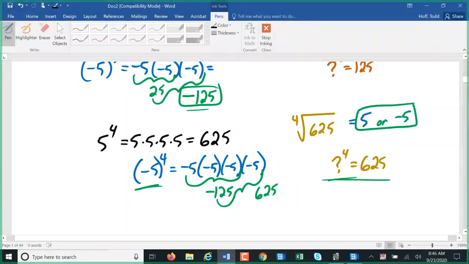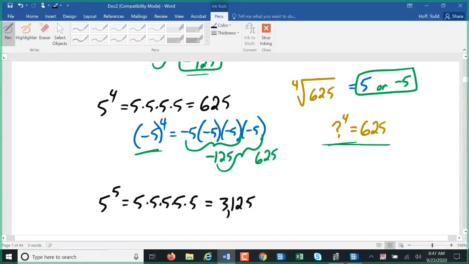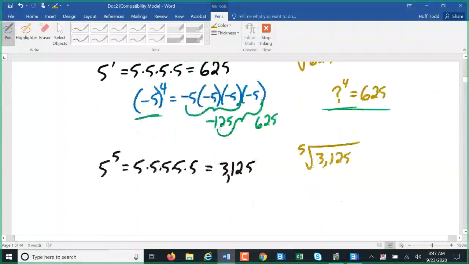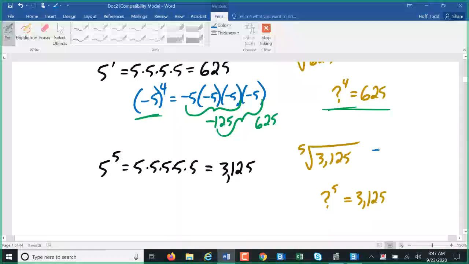Let's go one more step here. Let's go 5 to the fifth power, which of course is 5 5s multiplied together, otherwise known as 3,125. So if I ask what is the fifth root of 3,125, it's just asking me what number to the fifth power is 3,125. All we just saw, that is 5 to the fifth power.